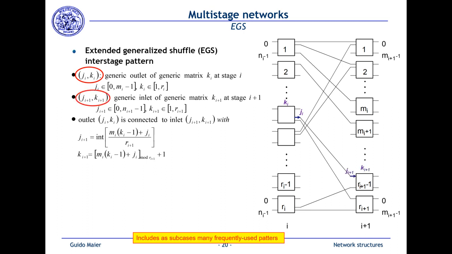The same applies to identify the inlet of the next stage. The symbols we now use are J sub I plus 1 and K sub I plus 1. So the pair J sub I plus 1 and K sub I plus 1 identifies a specific inlet in stage I plus 1 that belongs to a specific matrix of that stage. It's quite simple.